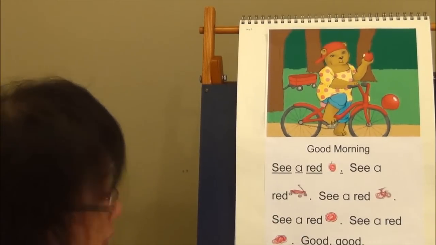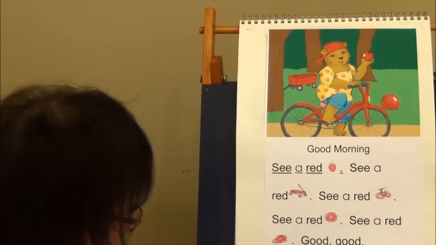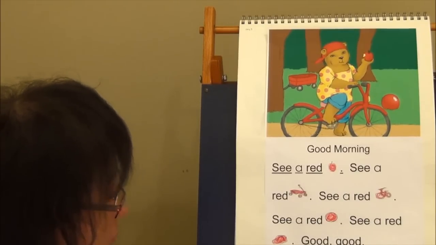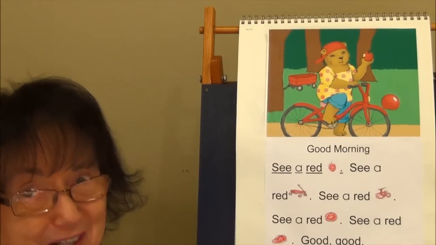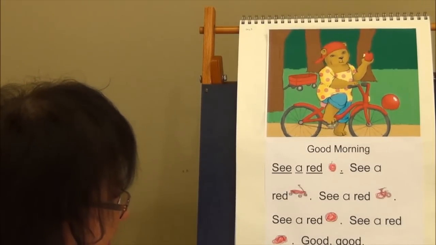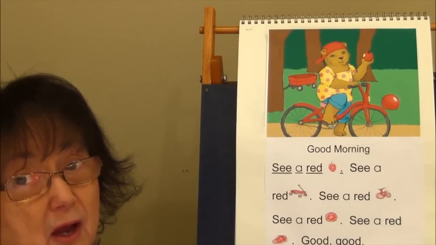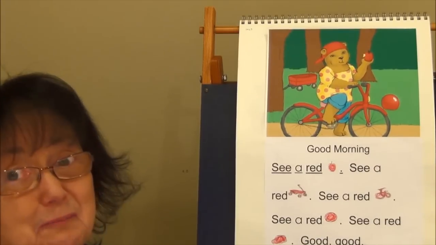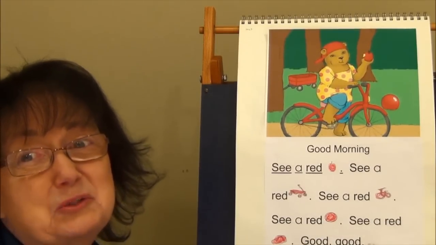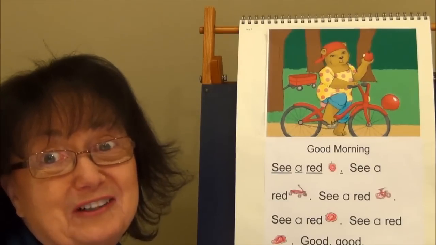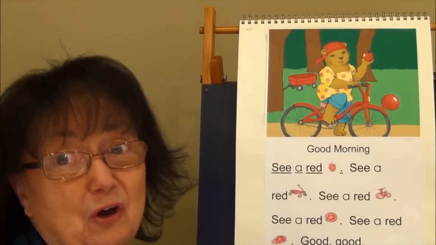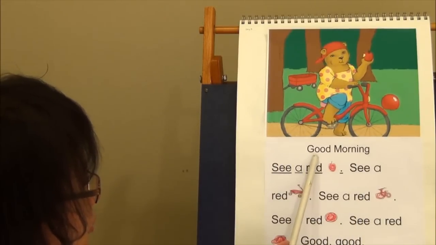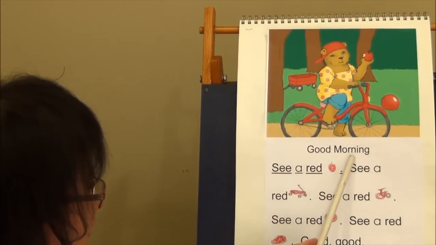Now here, this period means what? Stop. And then how does the story end? What is that word? Good. Good. And there's a comma. That means you take a breath. In this word, good. And the period means stop. Let's read this all together. All right? Good reading now. All together. The whole story. Good morning.